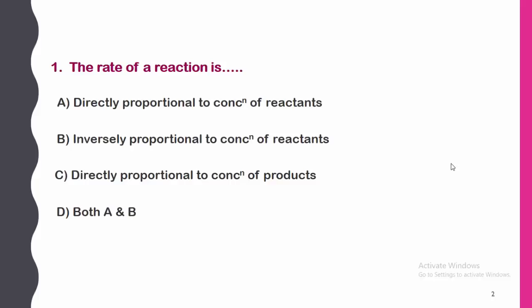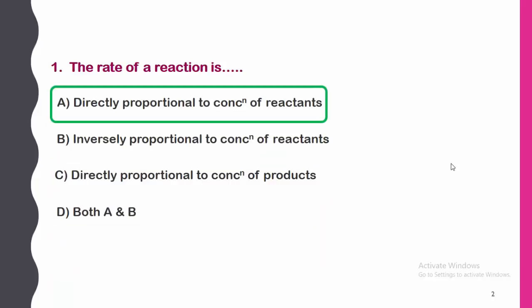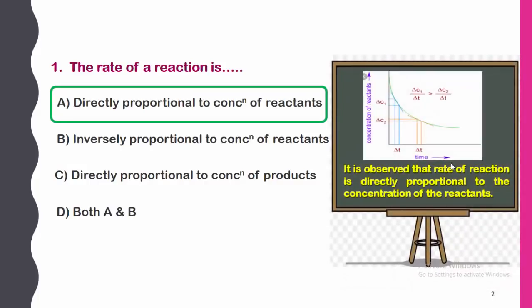Here we can solve the question very simply. The rate of a reaction, whether it is directly proportional to the reactant concentration, inversely proportional to the concentration of the reactants, or directly proportional to the concentration of the products, or both A and B. Here the answer of this question is directly proportional to the concentrations of the reactants. Already we studied the factors affecting the rate of a reaction. There are different factors we studied: temperature, concentration of the reactants, concentration of the products, even the effect of catalyst, and particle size.